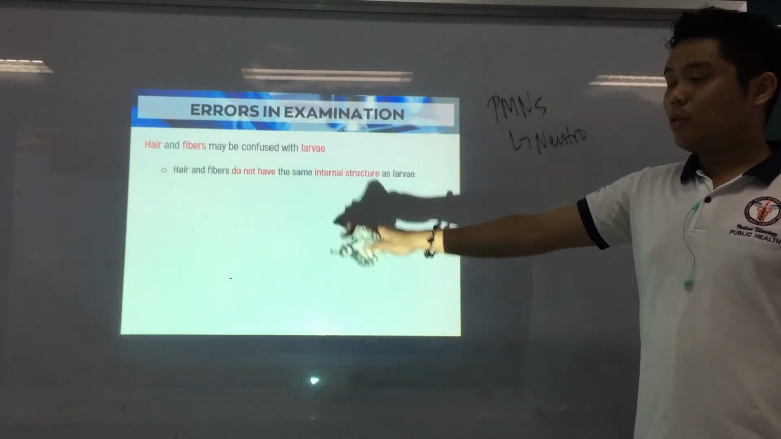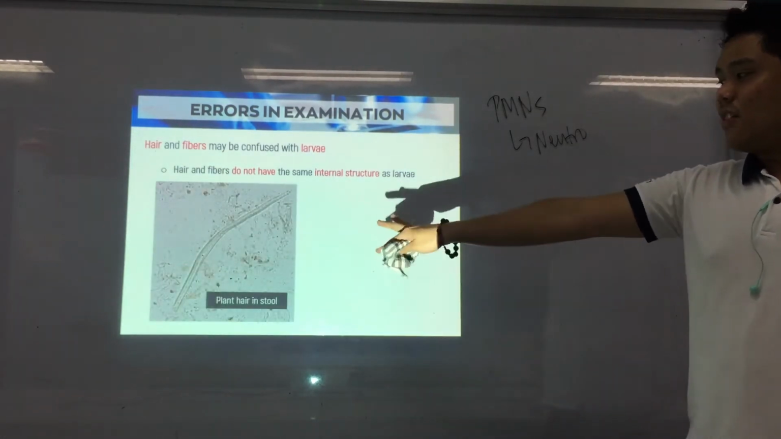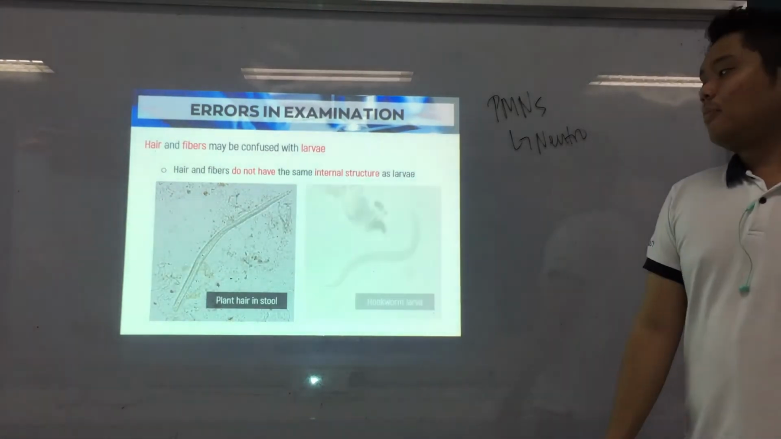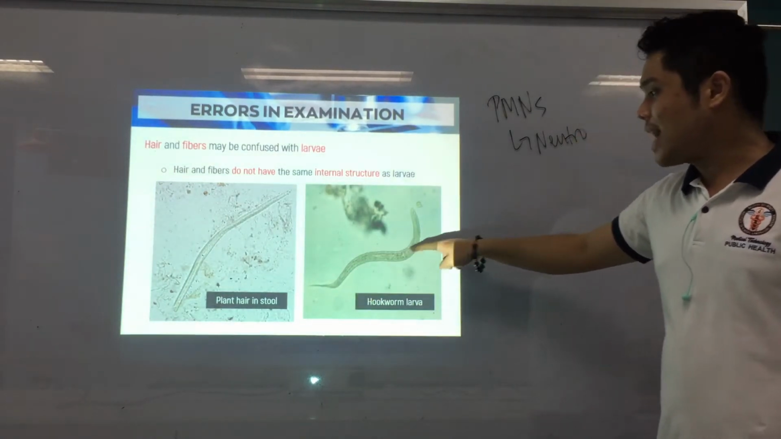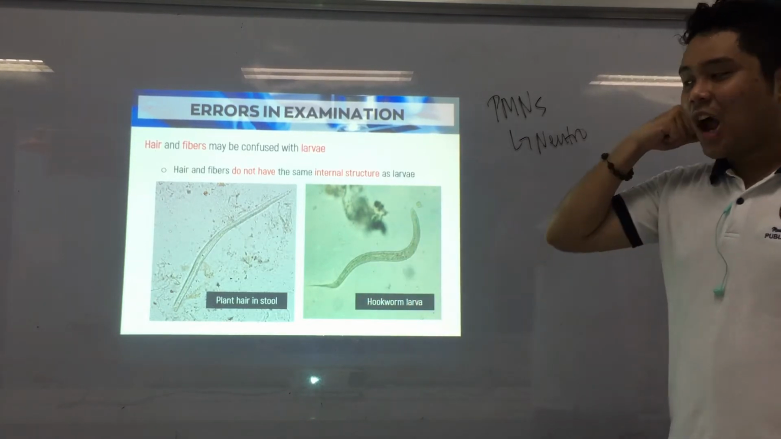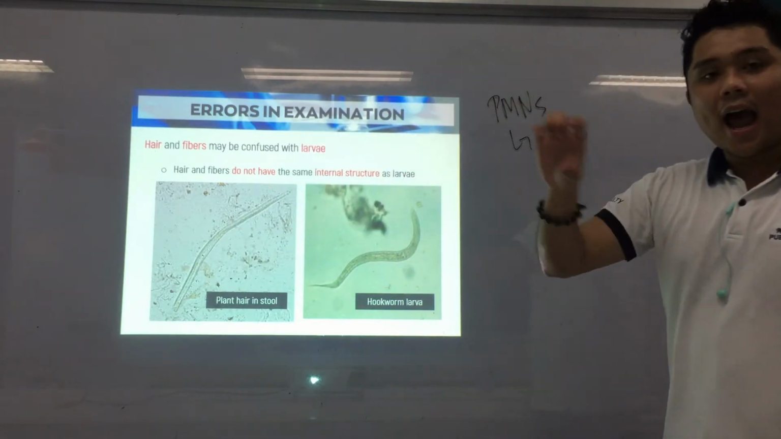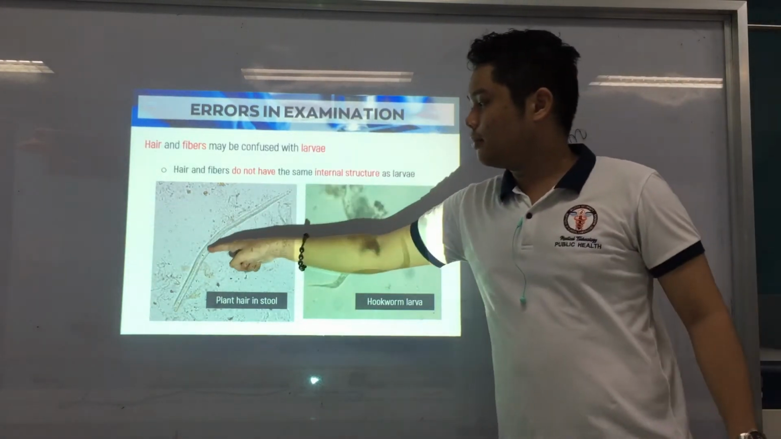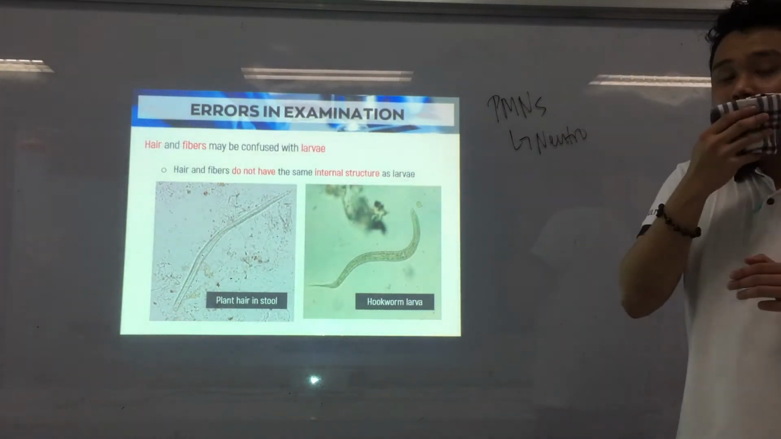We look at the internal structure because they may be confused with larva. So for example, you have the plant hair in stool, and you have here a hookworm larva. So you can see, internal structure is much more complicated, all right, for the larva. It has a lot inside, okay, all right. Whereas for plant hair, as you can see, the inner part is fairly clear, all right. And you don't see any internal structures, all right. So you look at that, that's how you differentiate, all right.